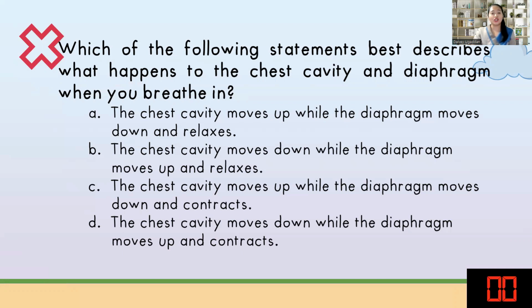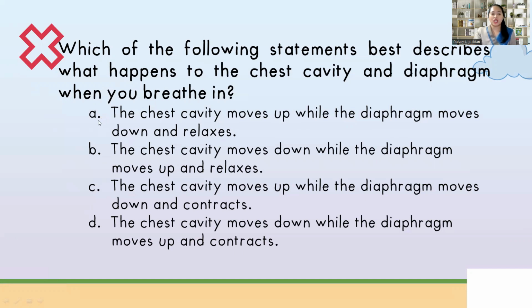Okay, so let us recall your mechanism of breathing. So what happens when you breathe in or inhale? When you inhale, your chest cavity actually moves up. So let us try to find the options which have the words moves up with the chest cavity. So it's letter A and letter C. So we can now eliminate letter B and D because it says here they move down. So that is incorrect. So one of the options from A and C would be the correct answer.